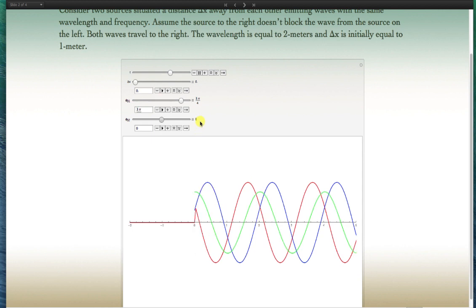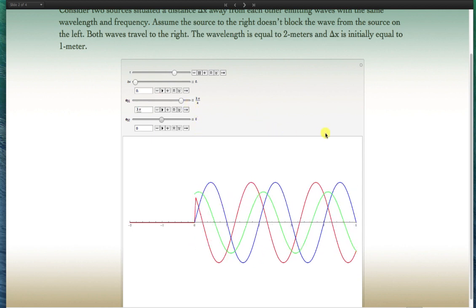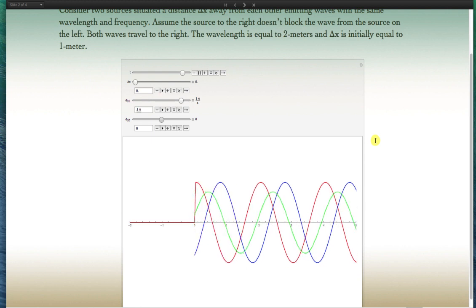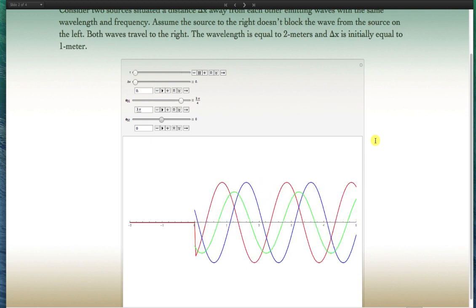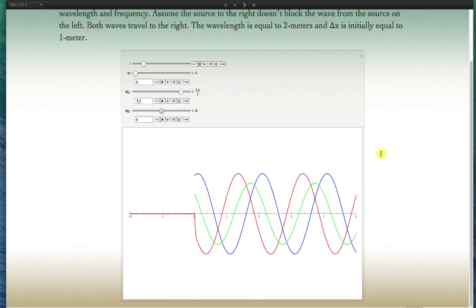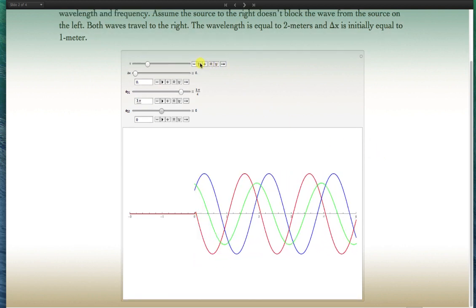And so you can adjust all these things, and I encourage you to play with this animation. This will be available as a Mathematica computable document format that you can play with the free Wolfram CDF player that you can get. So let's quickly look at the mathematics of adding these kinds of waves together.